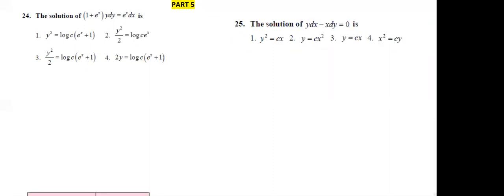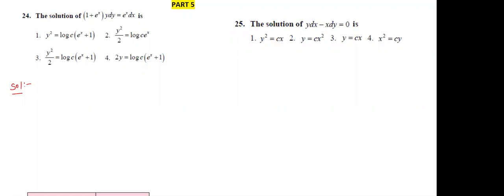In the previous class, we completed 23 problems in level 1. Now I am going to discuss the 24th onwards. These are variable separable method. See the first question, the 24th question. What is given?